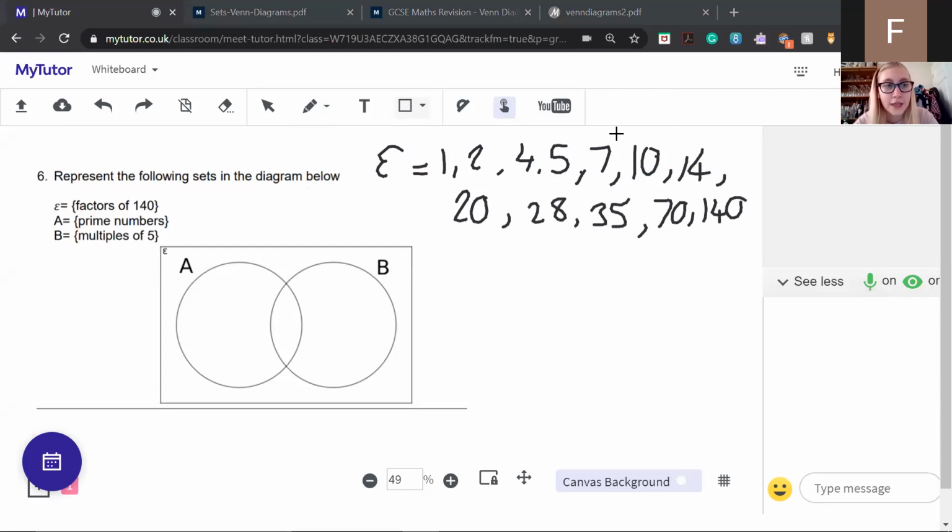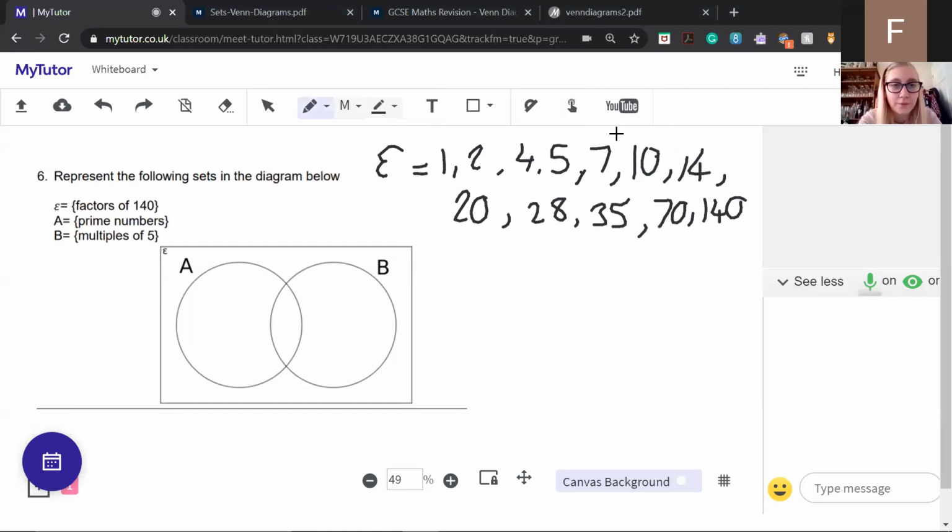Okay, I think the best thing to do with this really is to take each number one at a time. So let's look at 1. We know that everything now, so we can kind of ignore this. We know that these are all of our numbers, and we just place them one at a time. So 1 is not a prime number. It's not a multiple of 5. So it's not in A or B. So 1 goes on the outside.